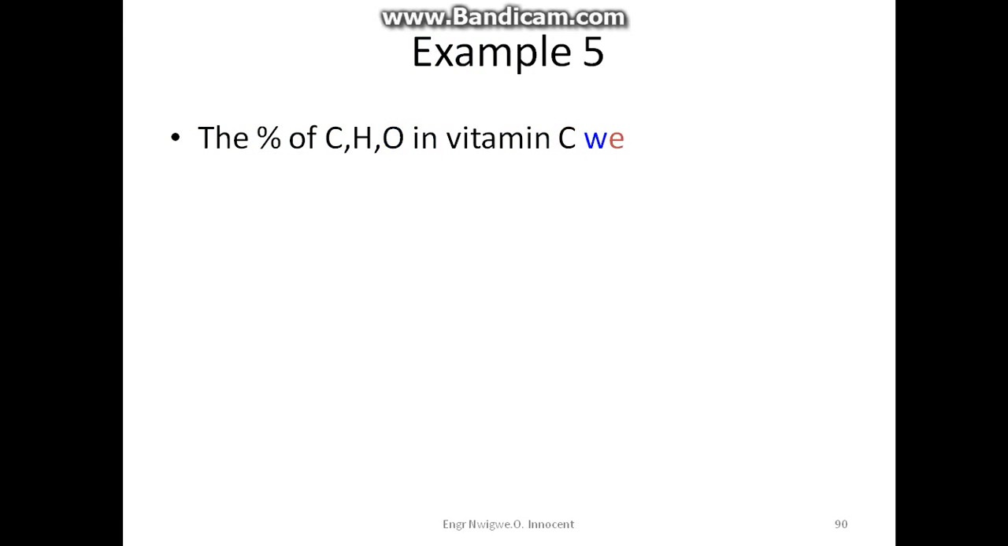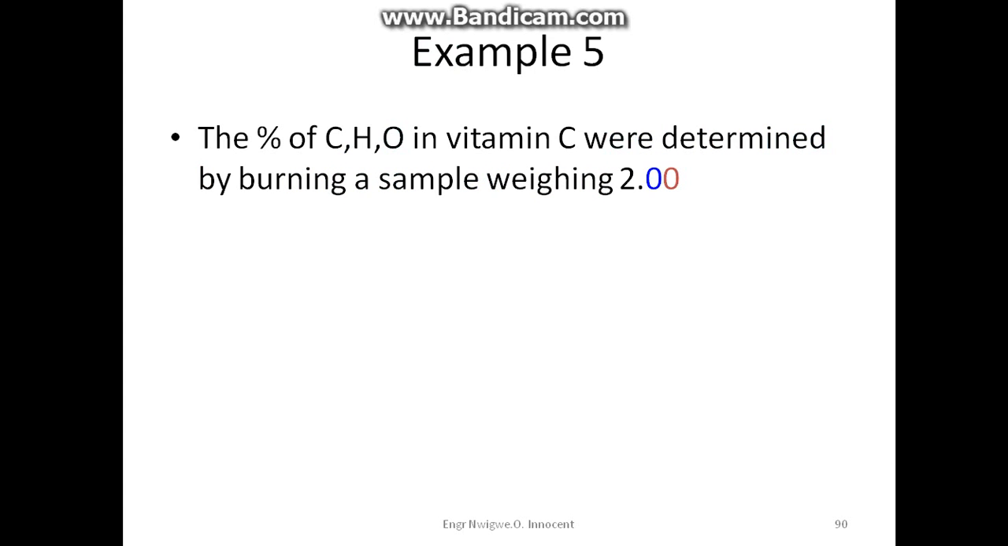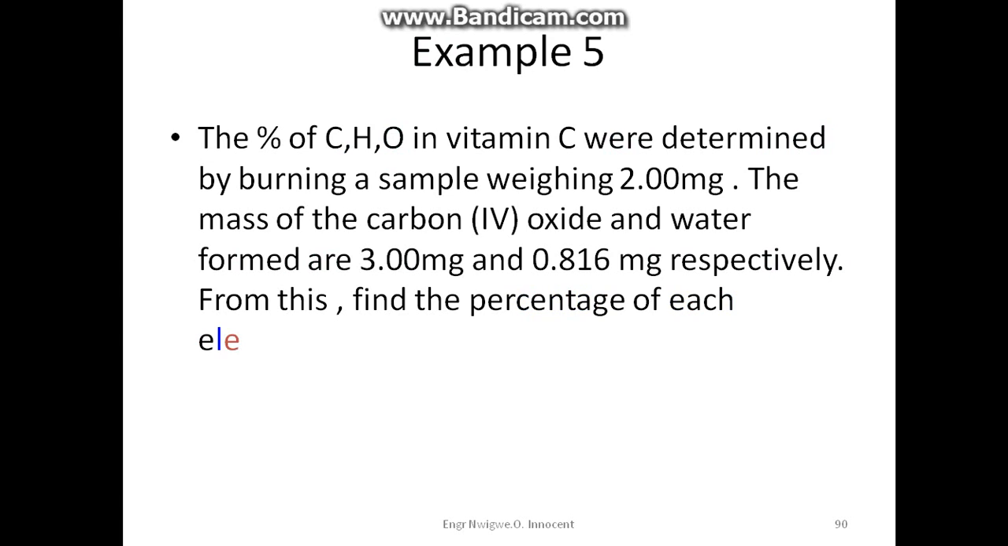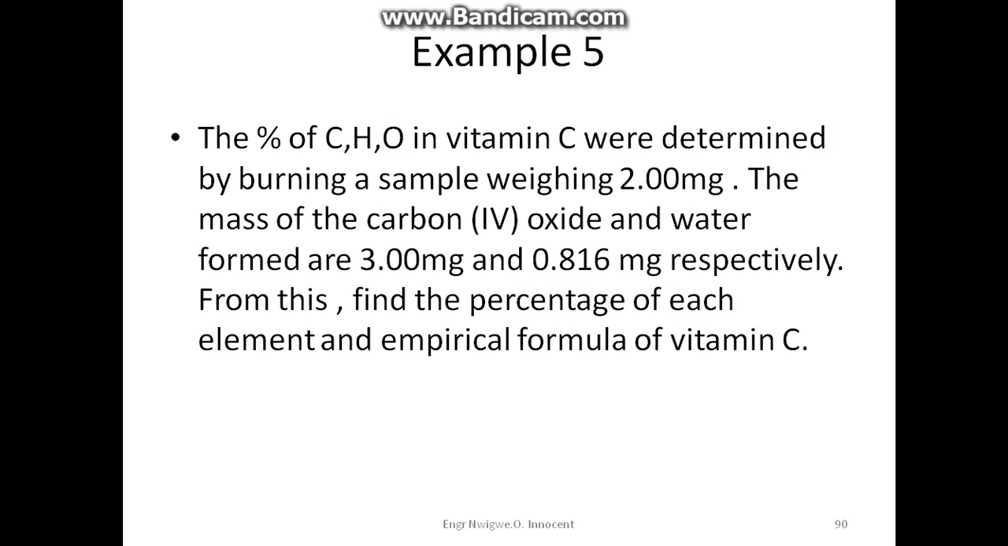Example 5. The percentage of C, H, O in vitamin C was determined by burning a sample weighing 2.00 milligram. The masses of the carbon dioxide and water formed are 3.00 milligram and 0.816 milligram respectively. From these, find the percentage of each element and the empirical formula of vitamin C.